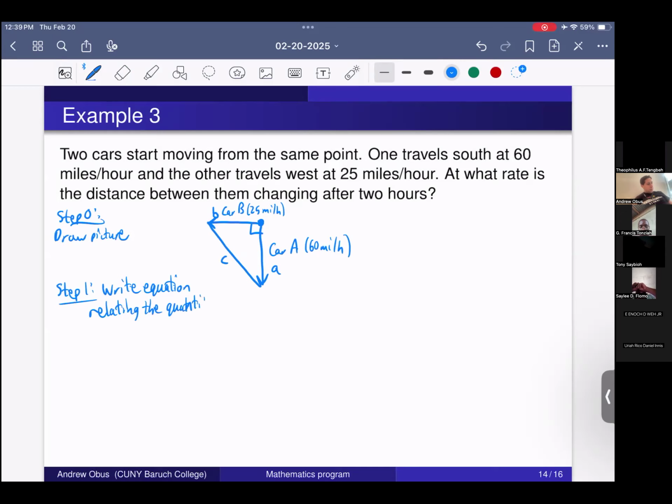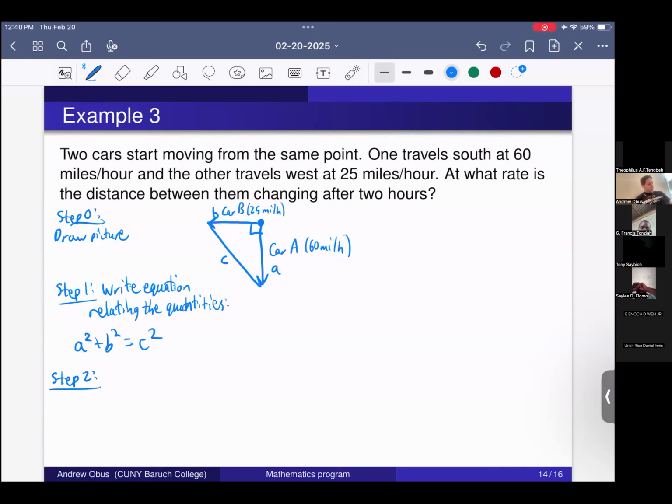The quantities. Right? So again, this is just going to be the same thing that we had before. It's still just going to be a squared plus b squared equals c squared. It's just the Pythagorean theorem still.